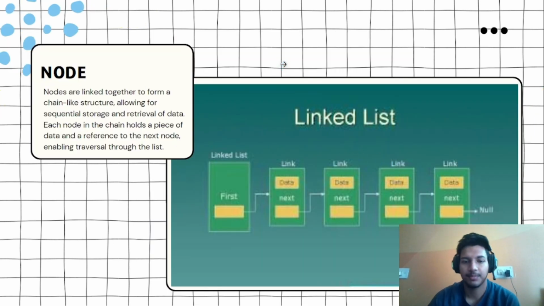So this is an example of how a node will look. The nodes are linked together to form a chain-like structure, allowing the sequential storage and retrieval of data. Each node in the chain holds a piece of data and a reference to the next node. So this is the first node, and it will hold the reference of the other node. This way the other node will hold the reference to the next node, and this chain will continue. It's up to you how many values you want to add.